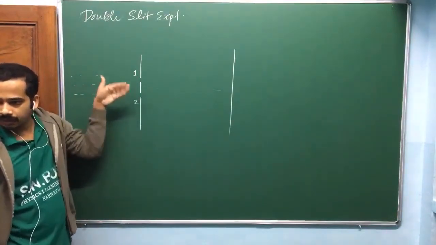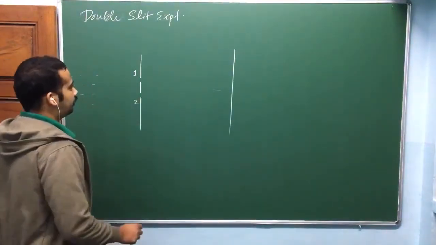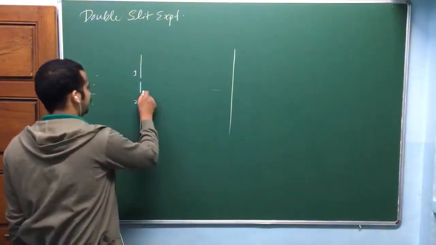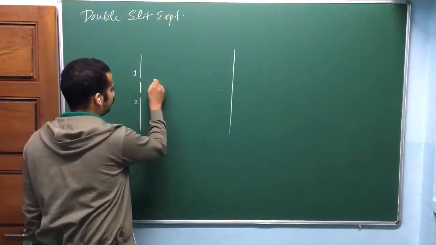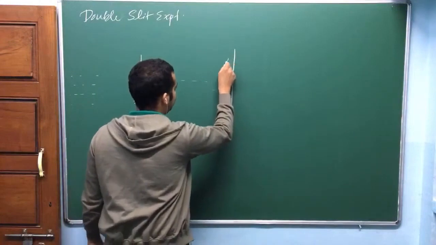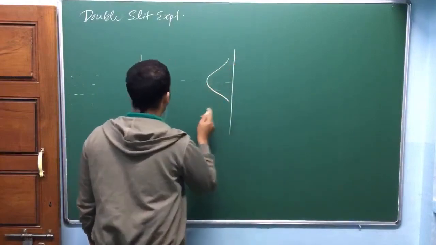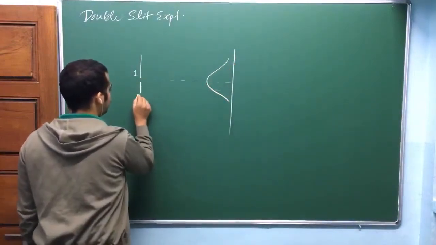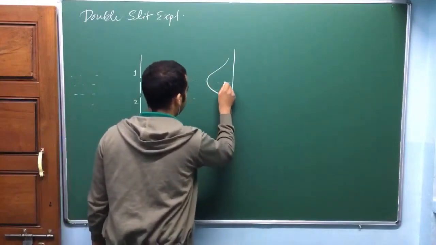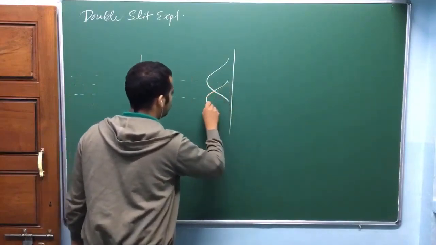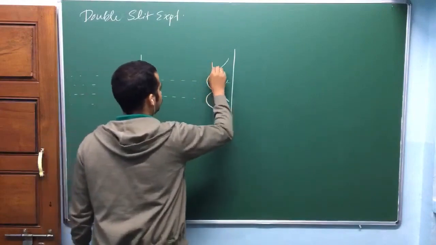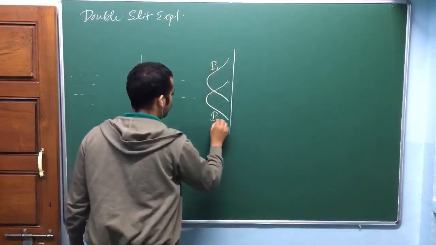We have seen that when we close slit 2 and expose only slit 1, we got this pattern, isn't it? When we close slit 1 and expose only slit 2, we got this kind of pattern. We call this one P1, and this one P2.